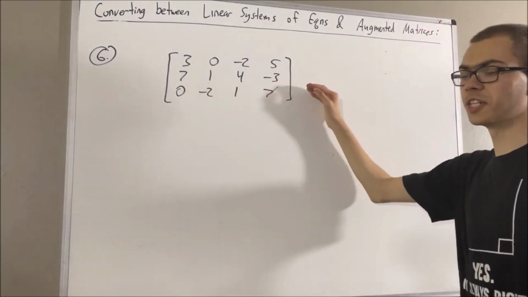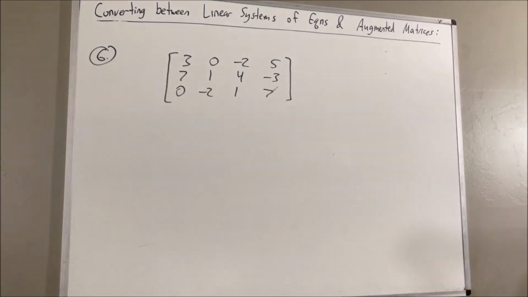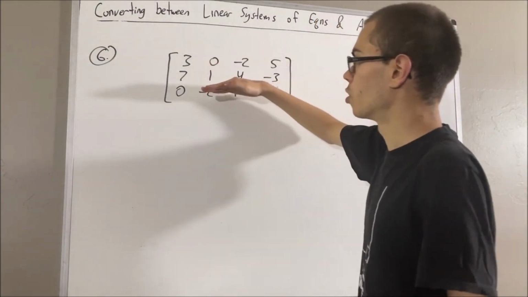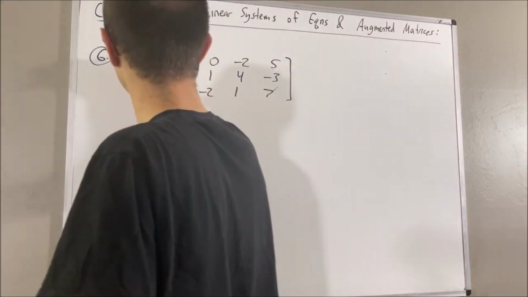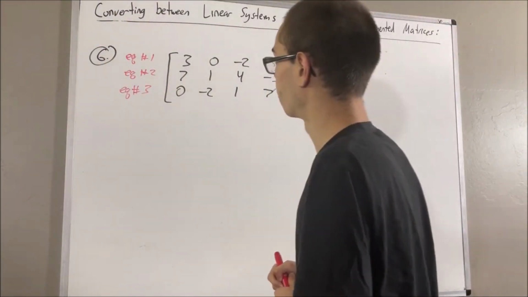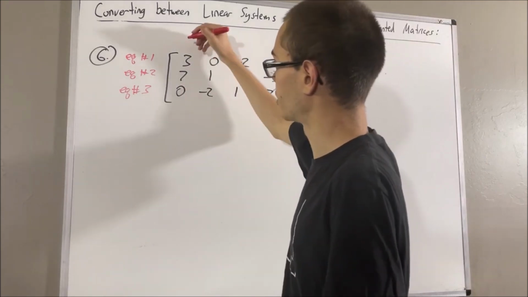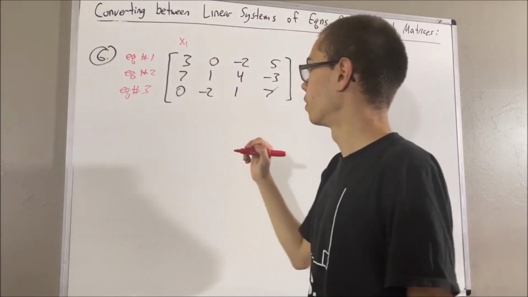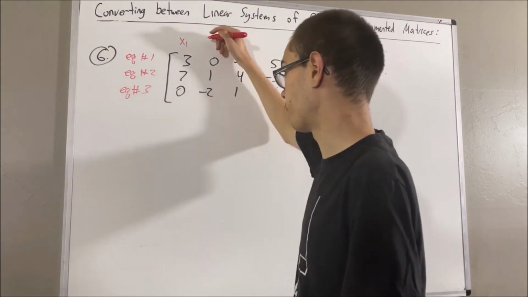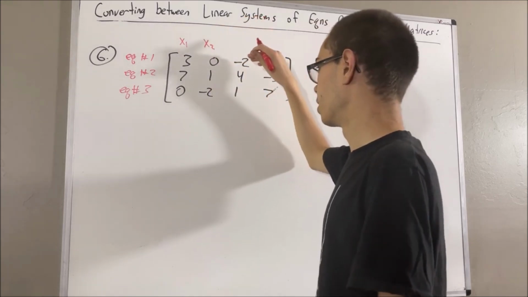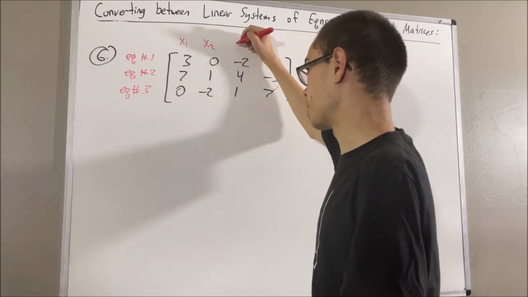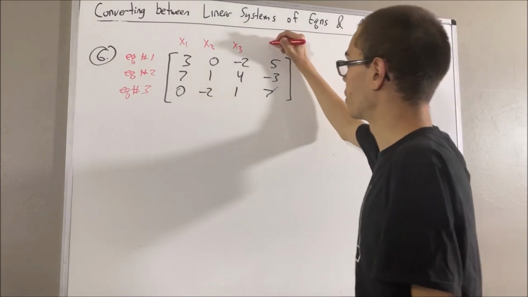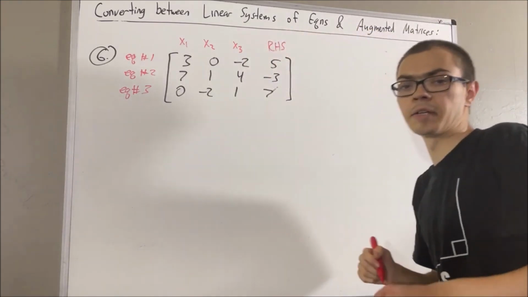Convert the augmented matrix into a linear system of equations. So let's first remind ourselves that each of the 3 rows correspond to 3 equations. Right? And the first column corresponds to coefficients in front of a variable. I'll call it x1. The second column corresponds to coefficients in front of another variable. I'll call x2. The third column will correspond to coefficients in front of a variable I'll call x3. And remember, the final column is reserved for numbers on the right-hand side of each equation.